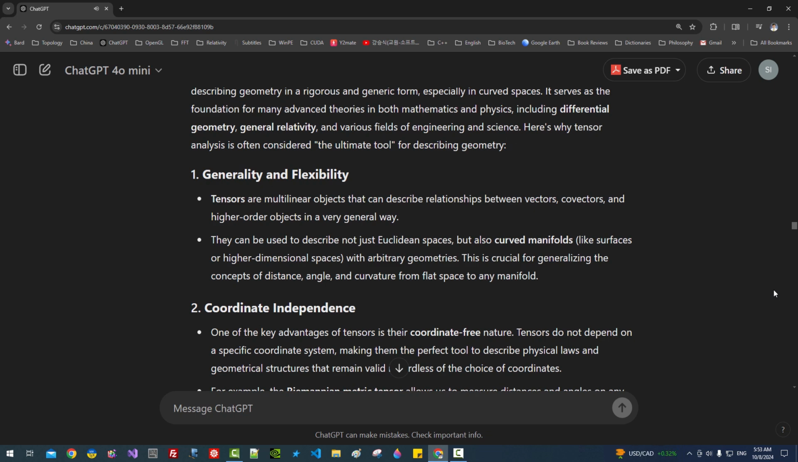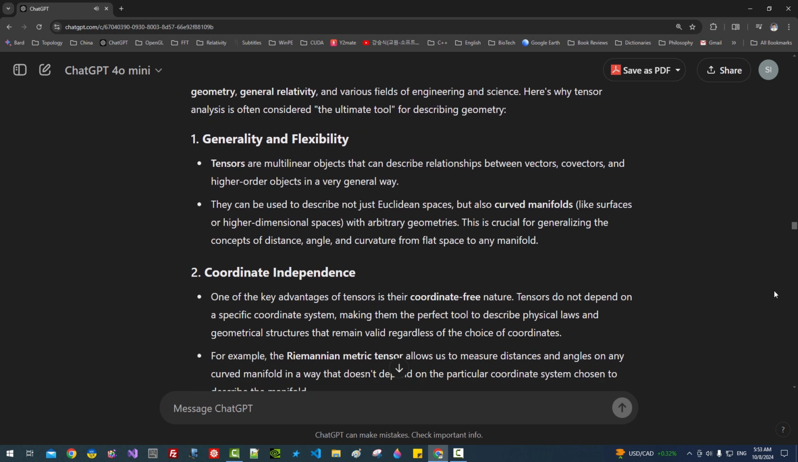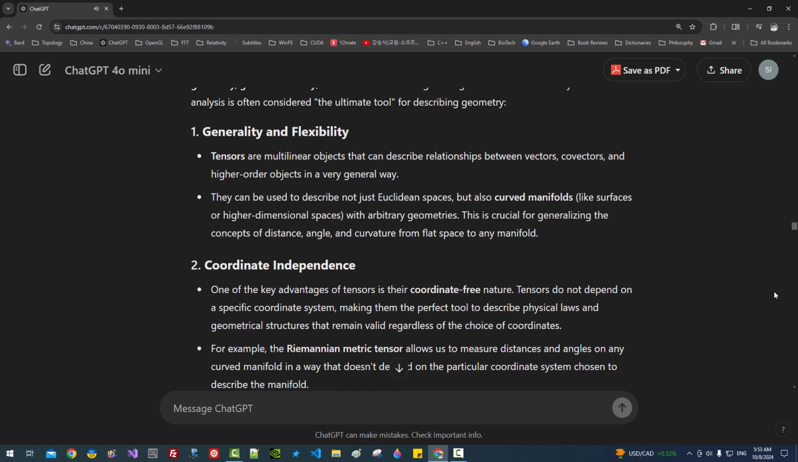Here's why tensor analysis is often considered the ultimate tool for describing geometry. 1. Generality and flexibility. Tensors are multilinear objects that can describe relationships between vectors, covectors, and higher-order objects in a very general way. They can be used to describe not just Euclidean spaces, but also curved manifolds like surfaces or higher dimensional spaces with arbitrary geometries. This is crucial for generalizing the concepts of distance, angle, and curvature from flat space to any manifold.